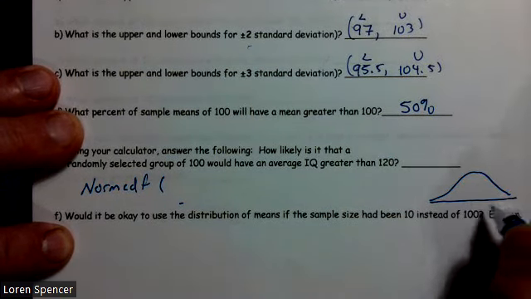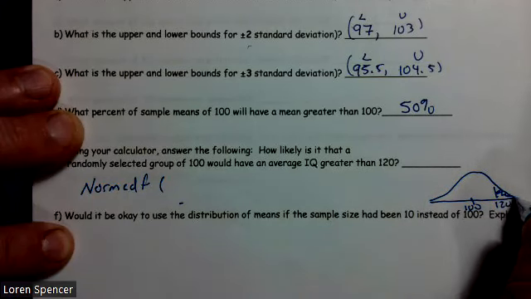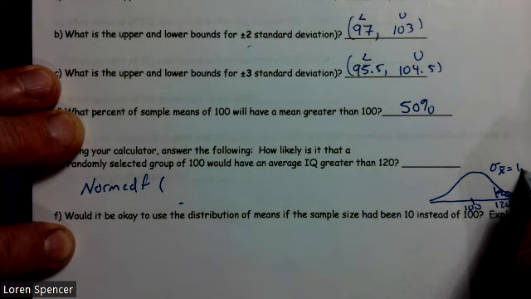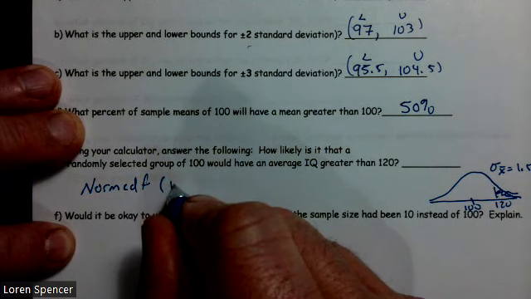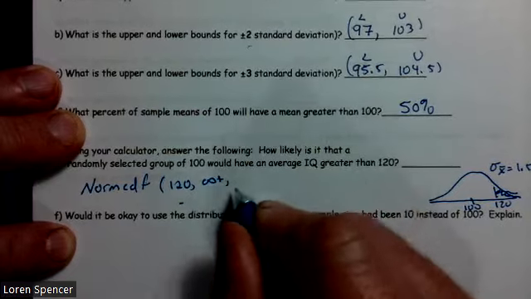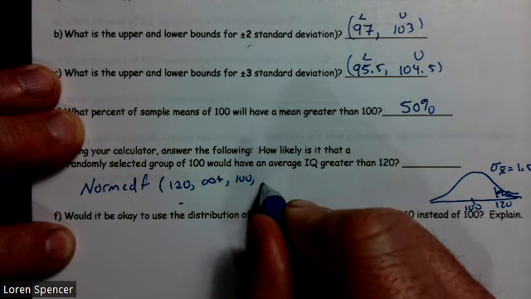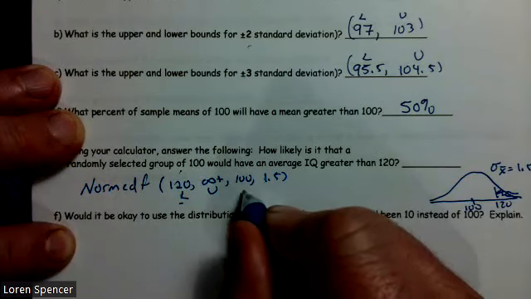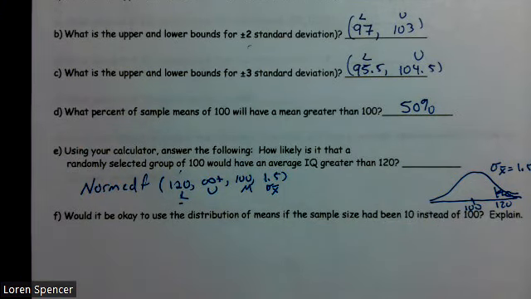Our mean is still 100. Our X value is 120. As a reminder, our standard deviation for X bar, because we're working with means, is 1.5. So lower bound, 120. Upper bound, positive infinity. Mean, 100. Standard deviation is 1.5. So this is my lower, this is my upper, this is my mean, this is the standard deviation of X bar.